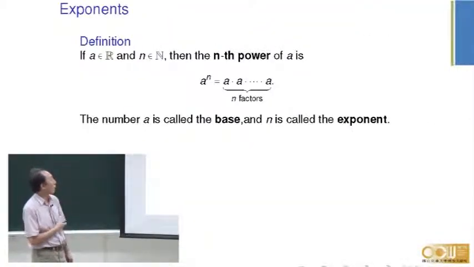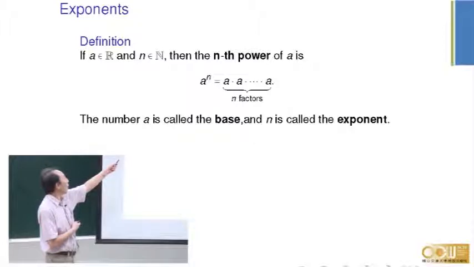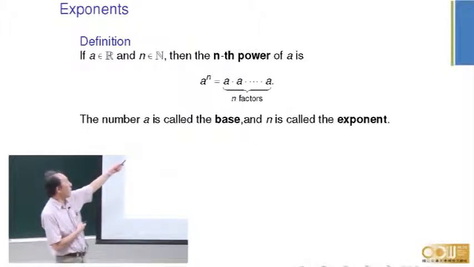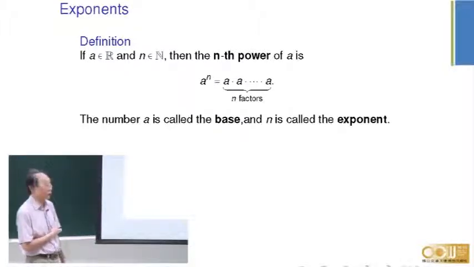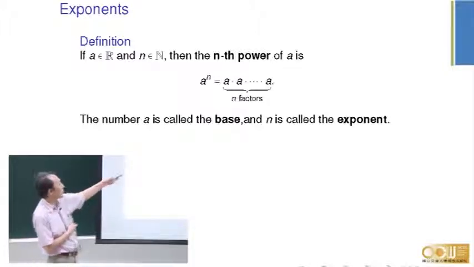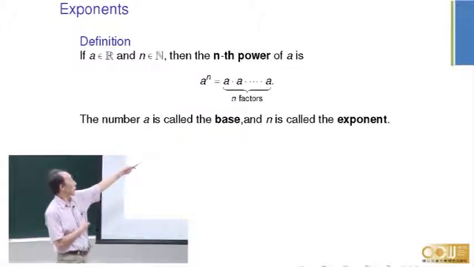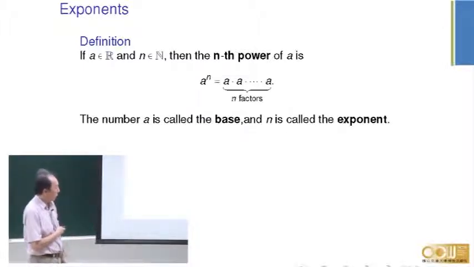Okay, next topic will be exponents. Let A be a real number and n a positive integer, or natural number. Then we define the nth power of A to be A multiplied n times. For terminology, we call A the base number of this exponent notation, and n is the exponent.